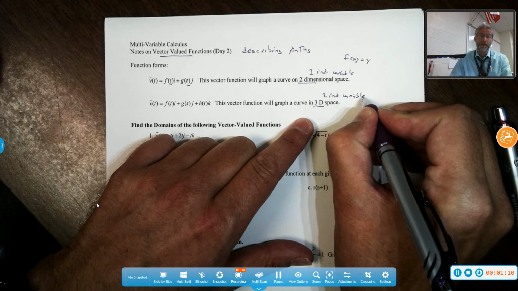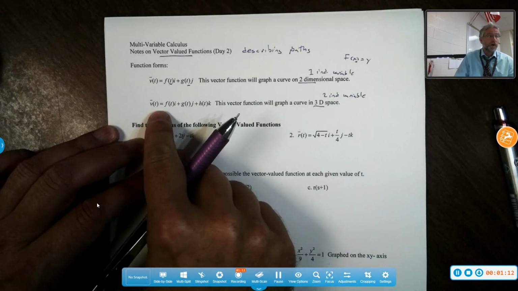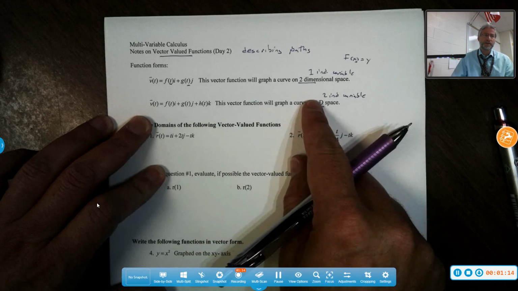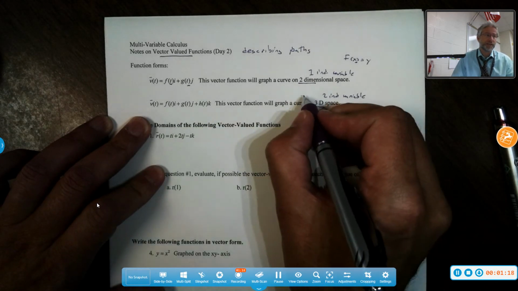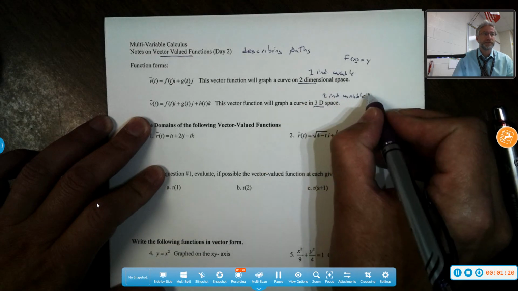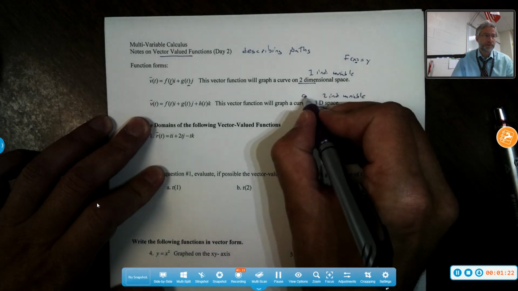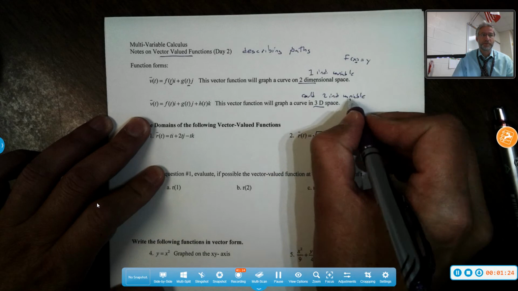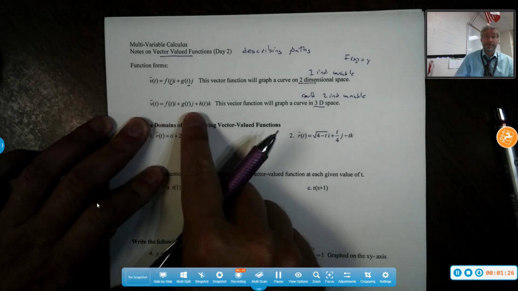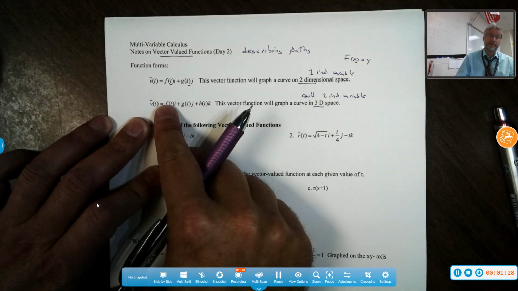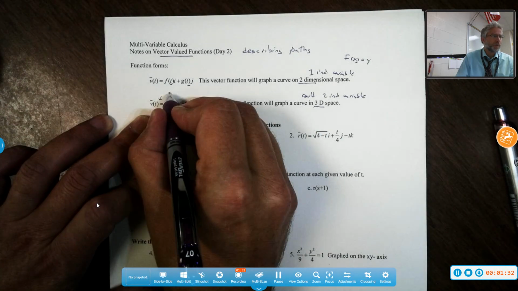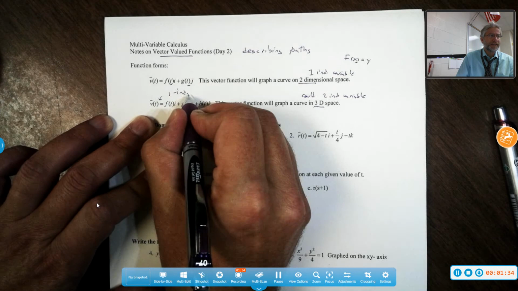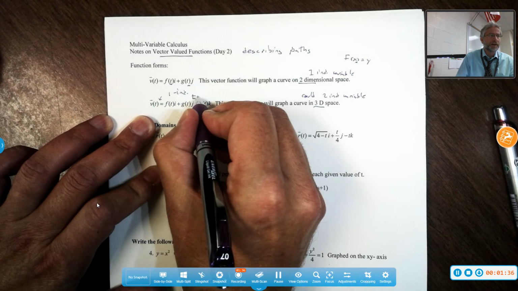Now, there are a couple ways we can do this. If we have v of t, notice we're in 3 space, but there's only one independent variable. I guess I should say we could have 2 independent variables. It's more specific: if there's one independent variable, it's just a trace. And that's what this is. If it's one independent variable, it's a trace.